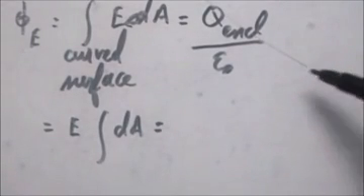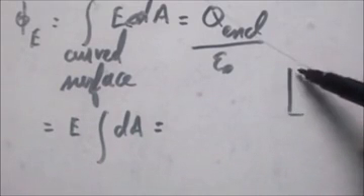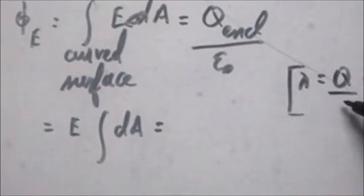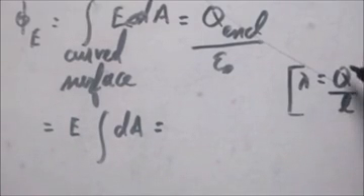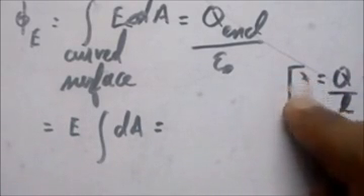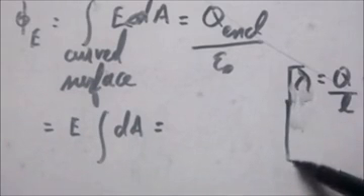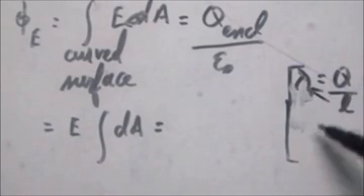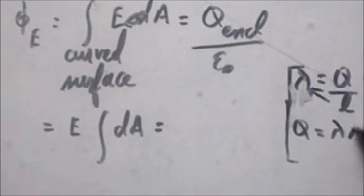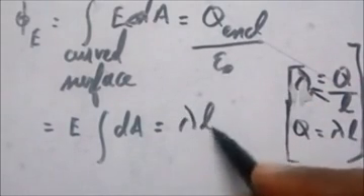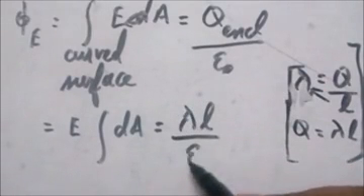Now if you notice, we have this thing called the linear charge density lambda. Lambda is equal to Q by L, charge by length. Now from this, what will Q be equal to? If you cross multiply and rearrange, Q is equal to lambda L. So I'll substitute here: instead of Q we have lambda L by epsilon naught.